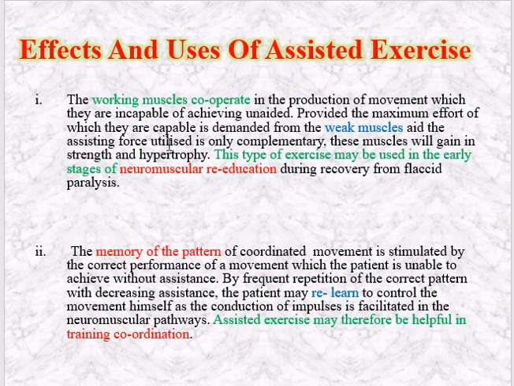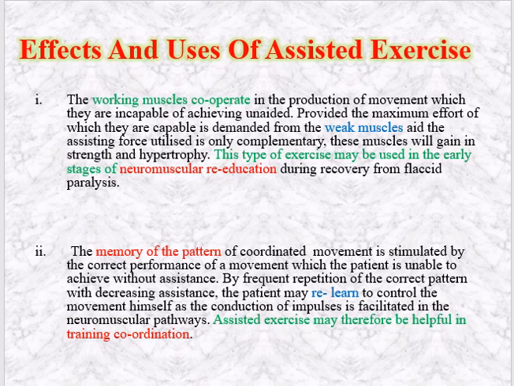So what are the facts and uses of assisted exercise? The working muscles cooperate in the production of movement which they are incapable of achieving unaided. Providing the maximum effort of which they are capable is demanded from the weak muscles, yet the assisting force utilized is only complementary, these muscles will gain in strength and hypertrophy. This type of exercise may be used in the early stages of neuromuscular re-education to recovery from flaccid paralysis.